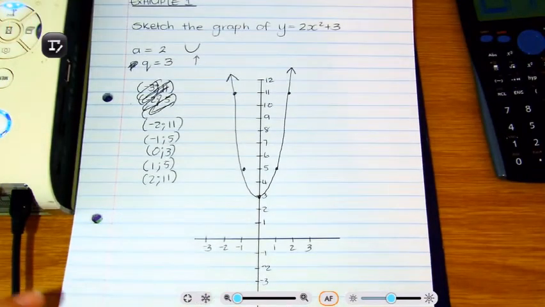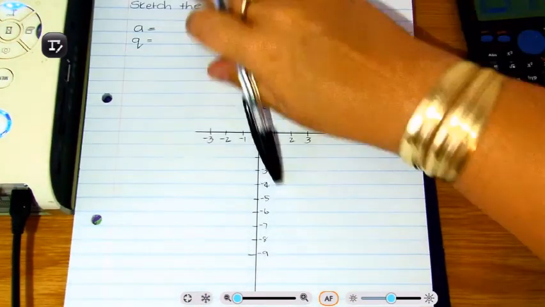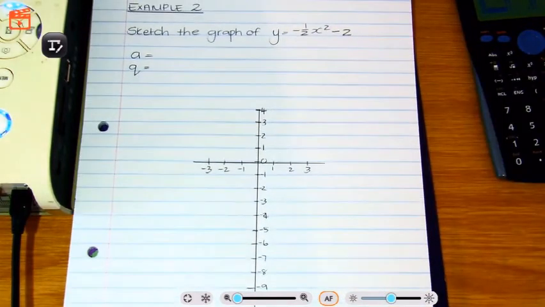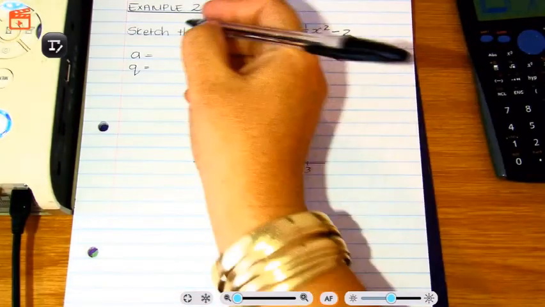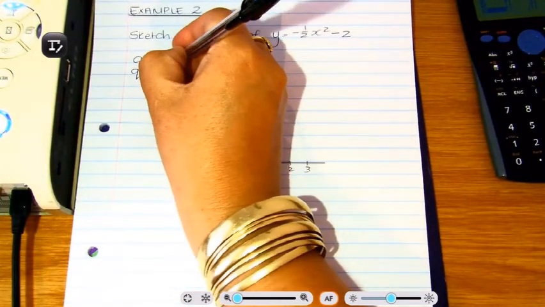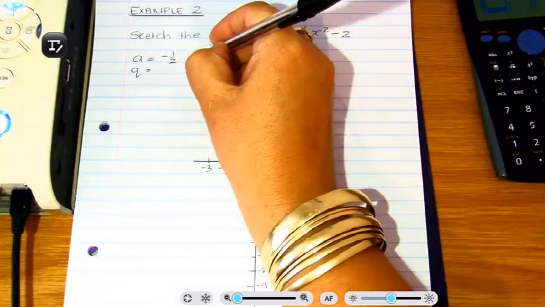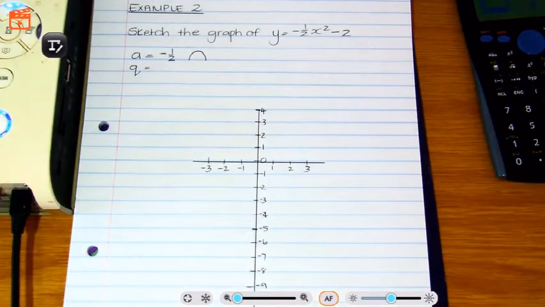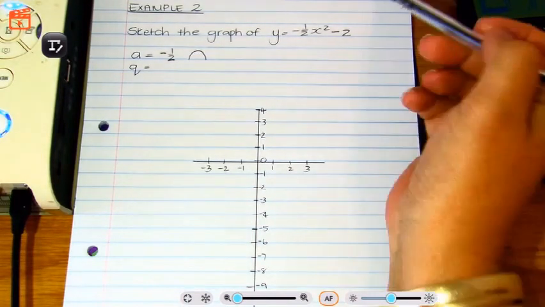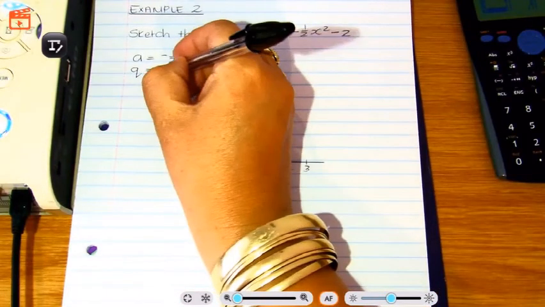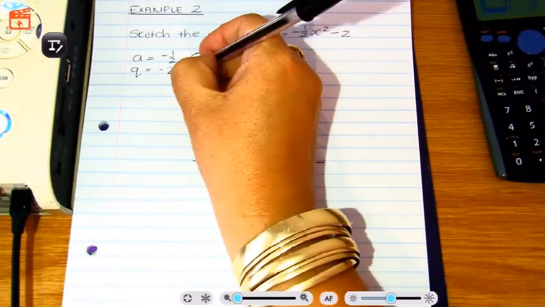And it says y is equal to -1/2 x squared minus 2. So my A value is -1/2. So that should indicate to me that it is going to be a sad parabola or a negative parabola. And the fact that A is -1/2 means that my graph is going to be a little bit flatter. It's not going to be as steep as the one I've just done. It's going to be slightly flatter. My Q is -2, which means that my graph is going to shift down 2 spaces.